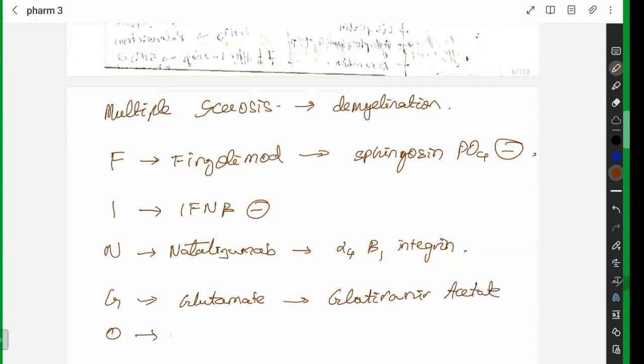O stands for ocrelizumab. Don't go for the individual function and all. You are just going to mug up what are the drugs that are going to be used in multiple sclerosis. No one is going to ask the mechanism of action. Sometimes what happens, they can ask you the drug of choice in multiple sclerosis. That is the reason why I am giving you this mnemonic and asking you to write.